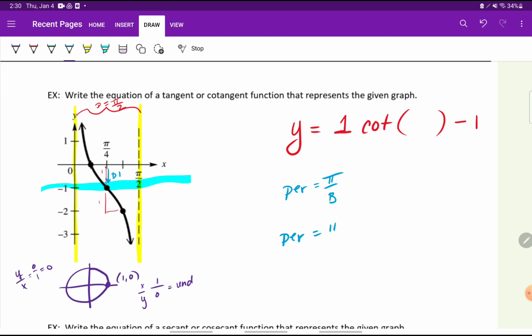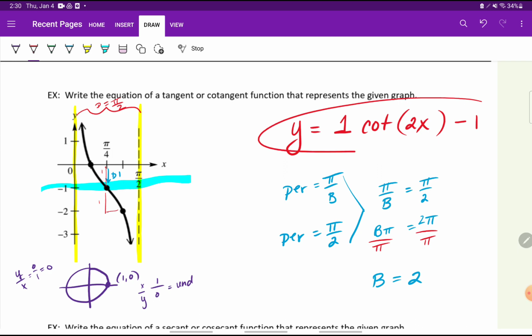And we said that our period is pi over 2, so we're just going to put those equal to each other and solve for b. I'm going to cross multiply, so it's going to give me b times pi equals 2 pi, and then divide by pi. It's going to give us b is equal to 2. So the equation for the graph to the left is going to be y equals 1 times cotangent of 2x minus 1.